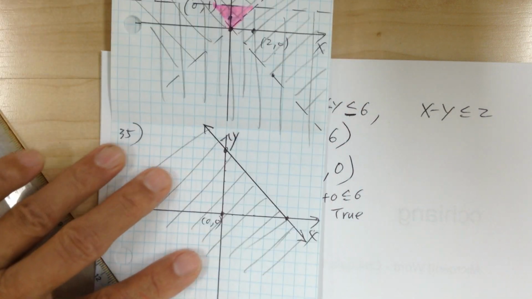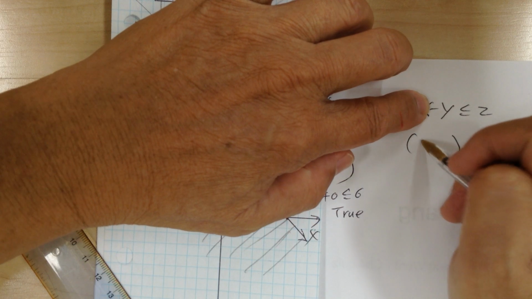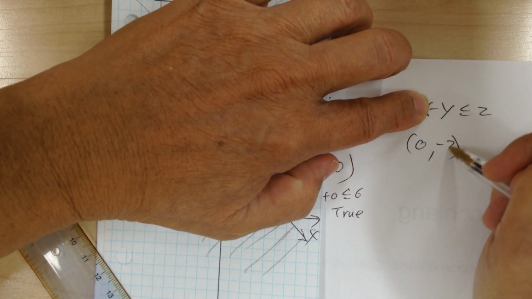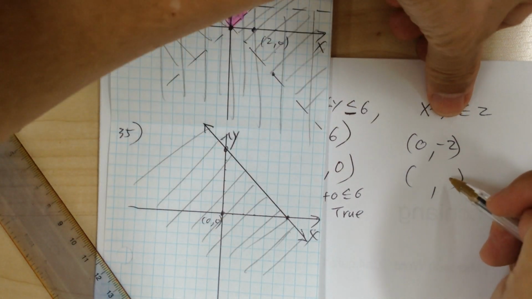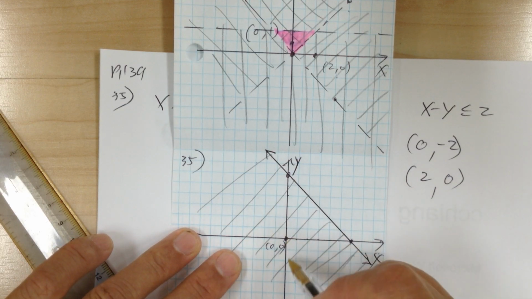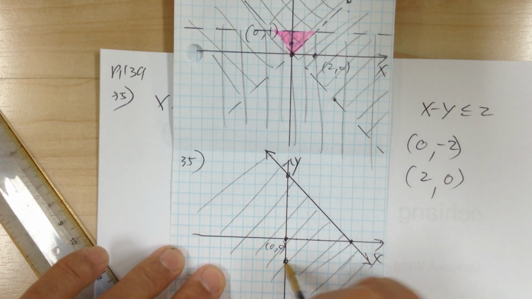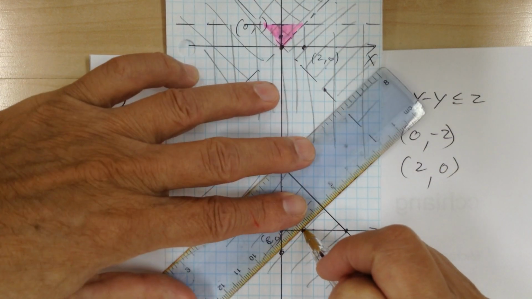Okay, now let's go and do this one. Again, let x equal 0, then y will equal negative 2. You just divide by negative 1. Then if y equals 0, then x will equal 2. So for this one, you're going to get (0, negative 2) right over here, and you're going to get (2, 0) right over here. And this is going to be a solid line.